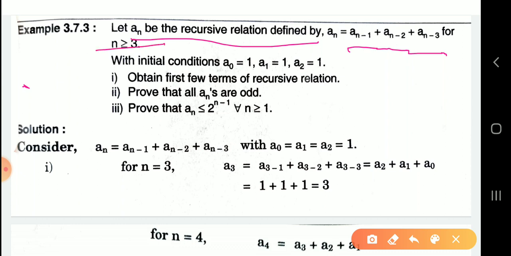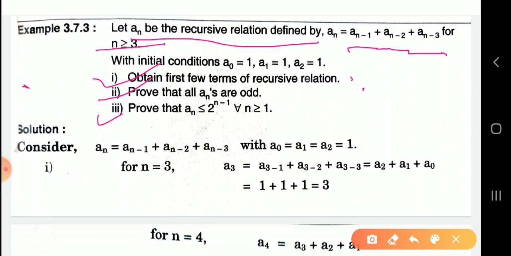We have to find the first few terms of the recursive relation, that is, a1, a2, a3, a4, a5 and so on. Here a0, a1 and a2 are given. Using those terms we have to find a3, a4, a5, a6 and so on. Then prove that all a_n are odd.